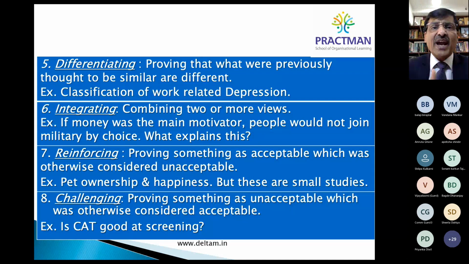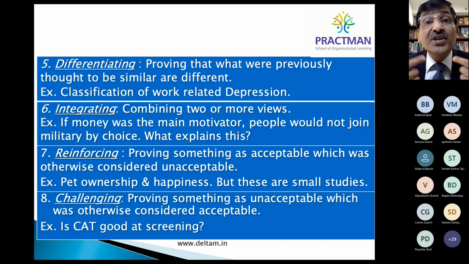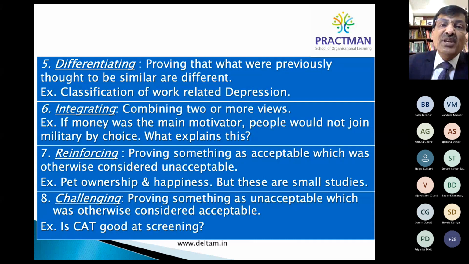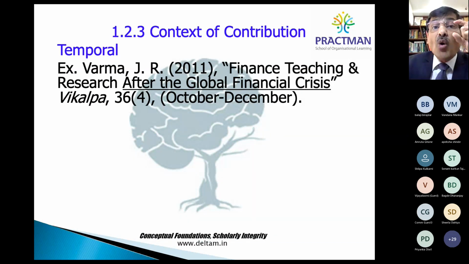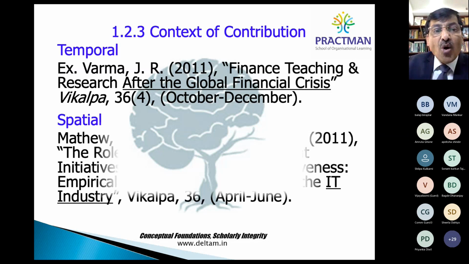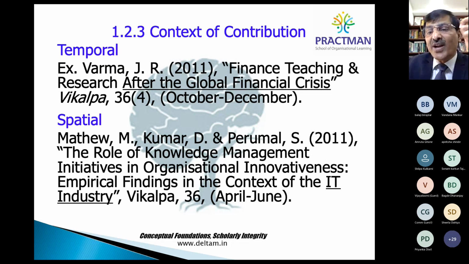It is well accepted that CAT is a good test for IIMs and other premier management institutes. GMAT is a test used by various institutes in the US. So somebody may challenge by doing research. So that is the second dimension of the contribution. First was nature. Second is the scope, and third is the context of contribution. In which temporal or spatial context you are conducting the research.